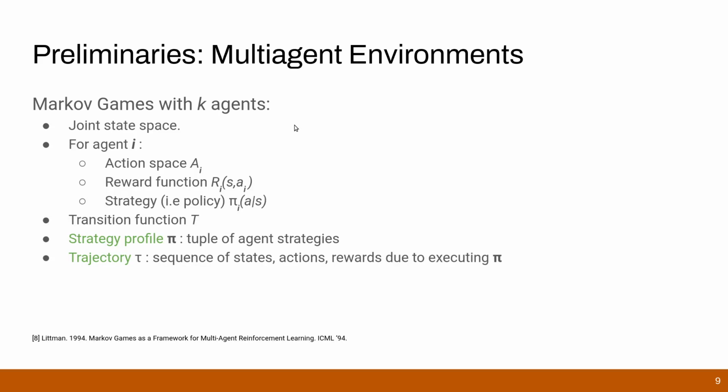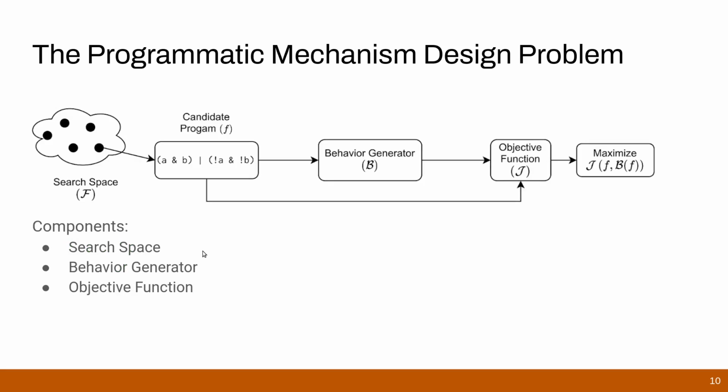We now give a brief overview of the multi-agent environment formalism that we use. We use Markov games which can have many agents. There is a joint state space and each agent has its own action space, a reward function, and a strategy or a policy that it follows. We call a set of strategies that the agents follow a strategy profile, and a trajectory is a sequence of states, actions, and rewards resulting from the agents executing a particular strategy profile.